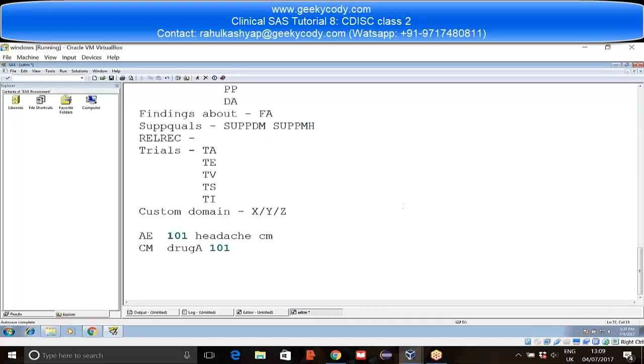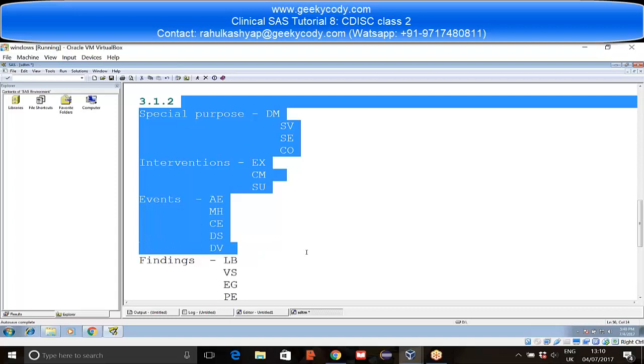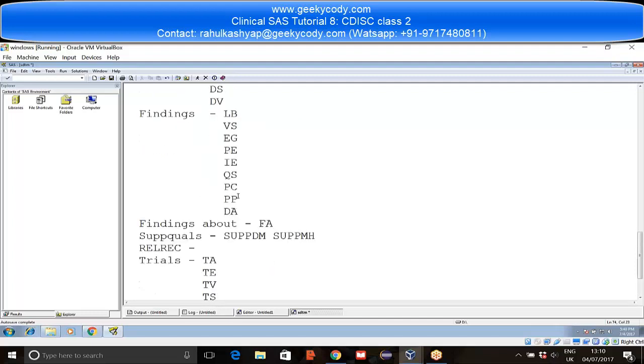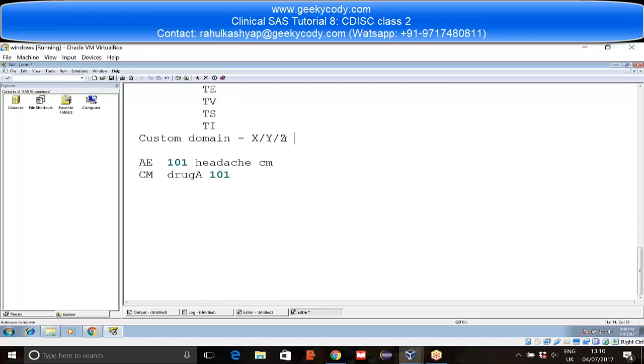Custom domain is nothing but the company will create their own domain. Suppose if I had a company, I will not create any of these. Of course, even if I create all these, I'll create an extra domain with extra information. That domain name, what should I keep? I should not keep all these names, right? Those names should have only two letters, and the first letter should be either X, Y, or Z. Any of these three. That is called custom domain.